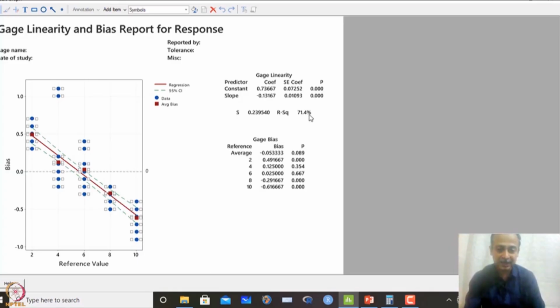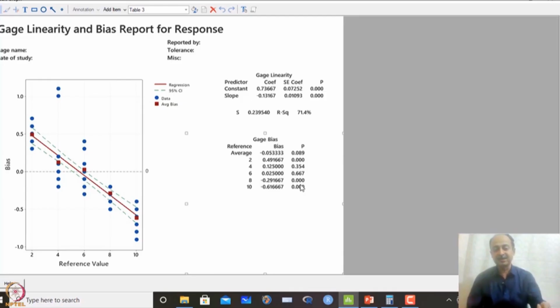The R square value that you are seeing over here is about 0.71. Then we have the values of the reference value and correspondingly the bias, and whether at a reference value of 2 it is significant or not. So, it is significant at 2. At 4 and 6 it is not significant, but at 8 and 10 it is significant. So, at the lower range and higher range, the bias is statistically significant.